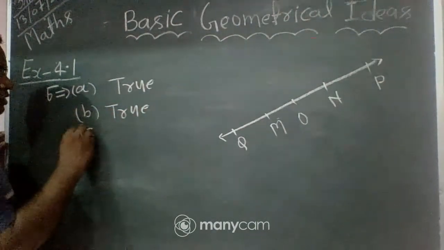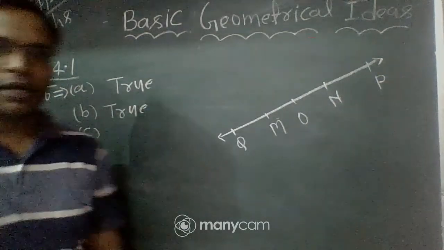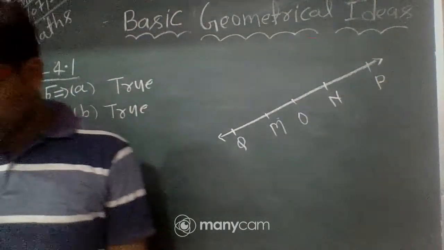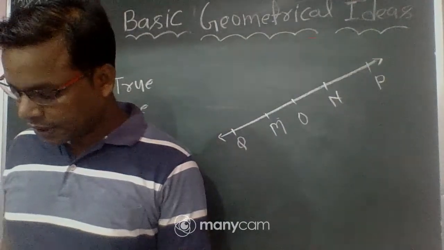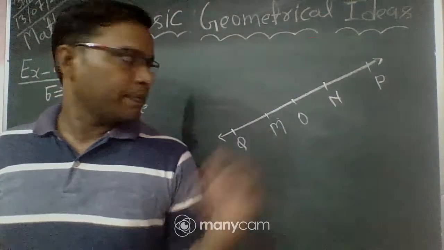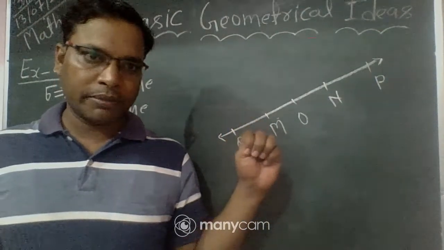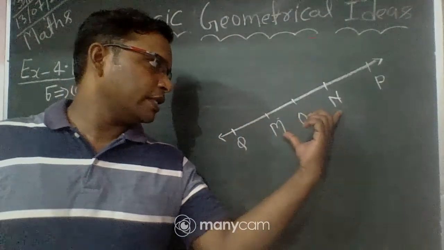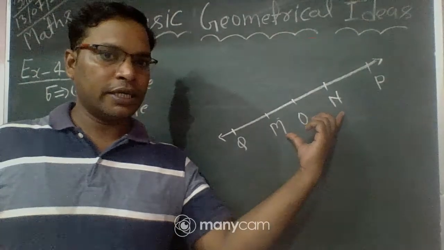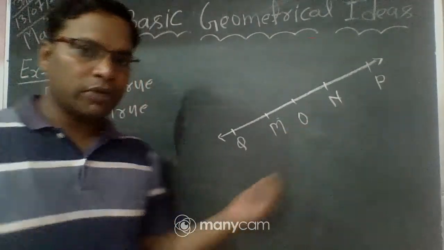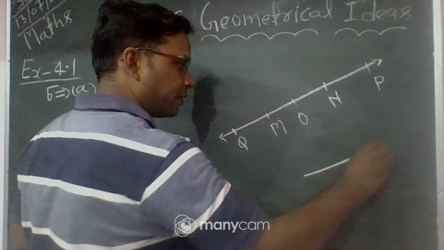Okay. C part. What is the C part? Question number 6. C part is: M and N are endpoints of the line segment MN. Correct? You can see this line segment MN. So M and N are endpoints. Okay, you could draw line segment MN like that.